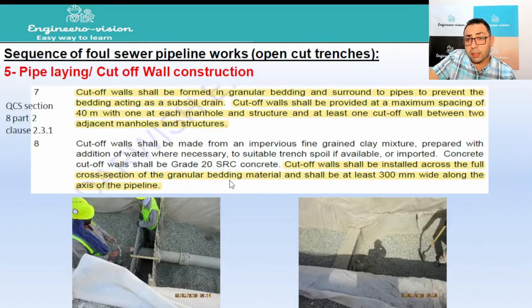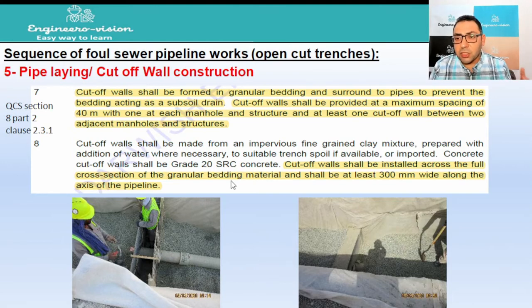Why do we construct the cut-off wall? We construct the cut-off wall simply to prevent the bedding acting as a subsoil drain. It means that after we stop the dewatering system, the water will go through this material, and there is fine material between the Gabro material. The wall will not let this fine material migrate from section to section, so it will not allow the pipe level to be disturbed or to settle.